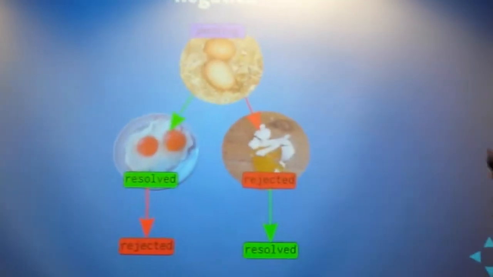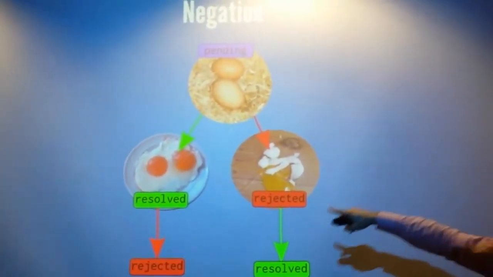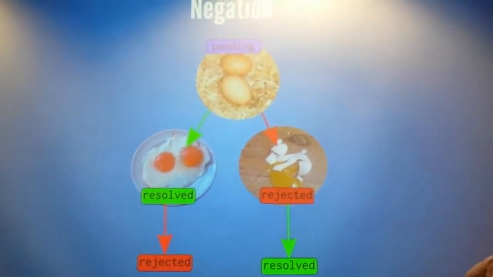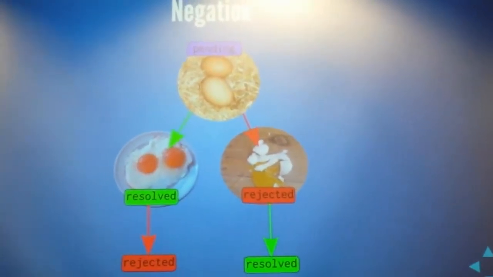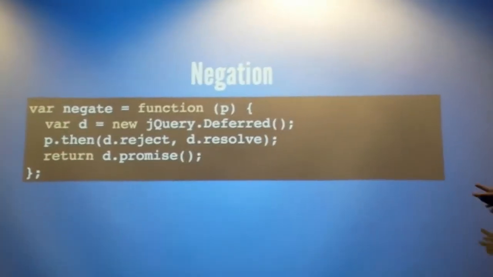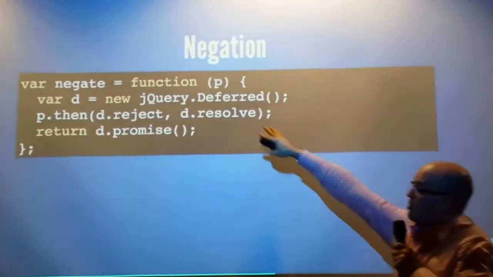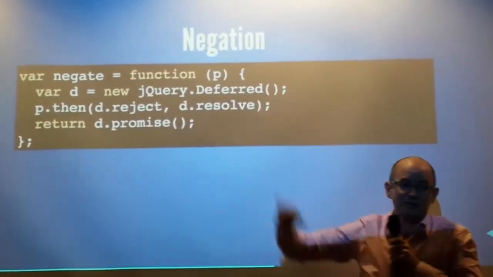So if you go back to the analogy and you want to think about negation, what is negation? It's saying, well, what was resolved is now rejected, and what is rejected is now resolved. So bear with me on why we want to be able to do that. And the implementation of that is very, very simple. As you can see, it's like 3 lines, always the same pattern: create a deferred, return a promise, do something in the middle.